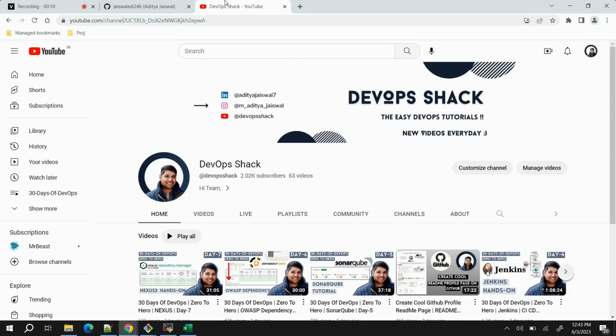Also, I am doing a new DevOps series these days, which is 30 days of DevOps, where I will be covering the most important DevOps tools and technologies which you can use to write your own fully fledged pipelines. Those pipelines will contain stages like compiling the source code, scanning the source code using security tools to find vulnerabilities, then scanning the packaged application or artifact in the form of a jar file or war file.